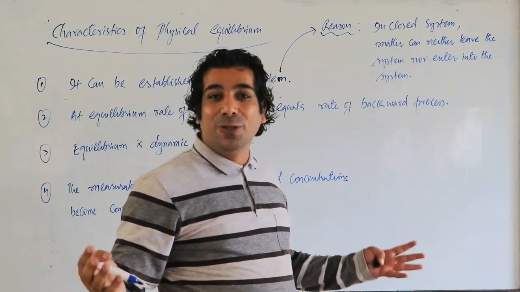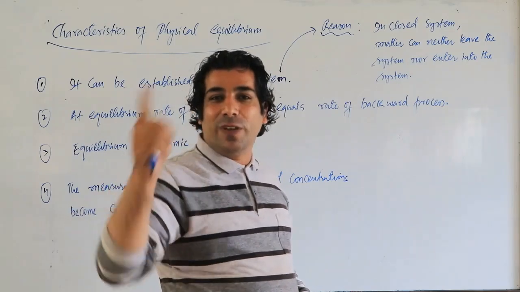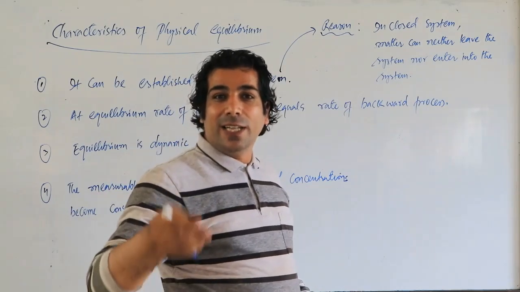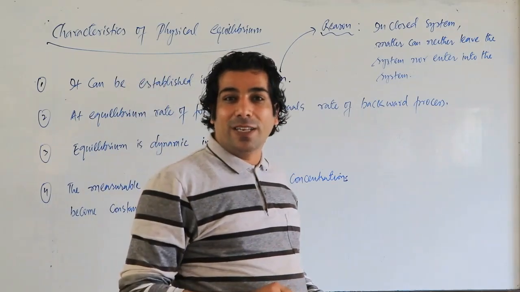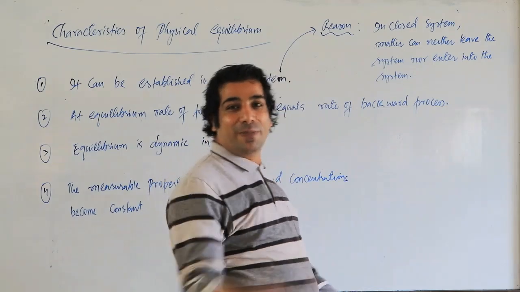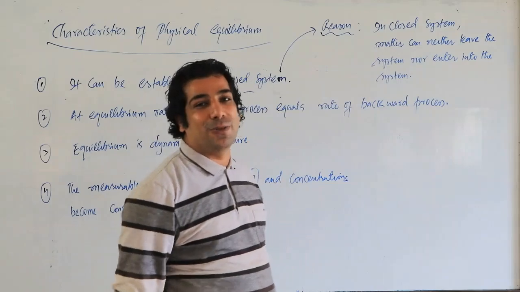So you have to use the closed system, my dear friends, so that when liquid changes into vapors, then at equilibrium the vapors can change back into the liquid. But if the system is open, the vapors will escape. Then there is no possibility of equilibrium. I hope you have understood, my dear friends.